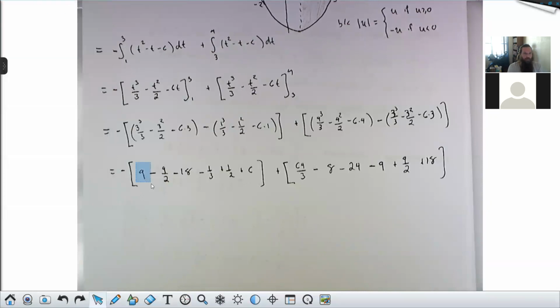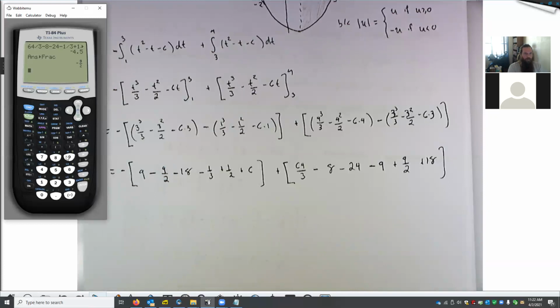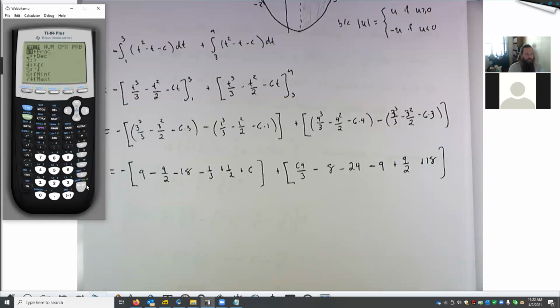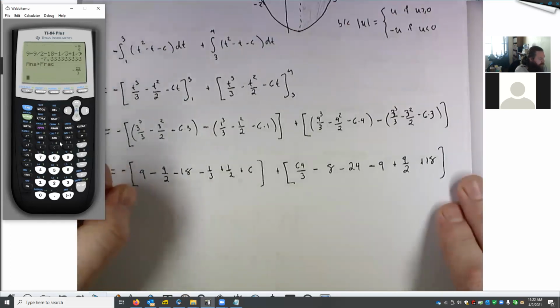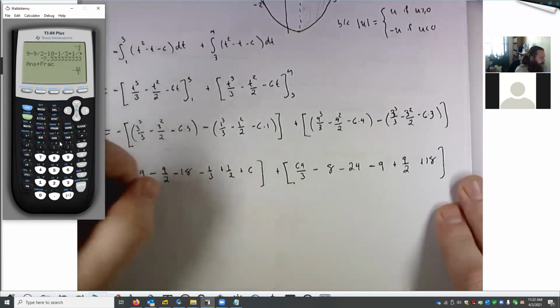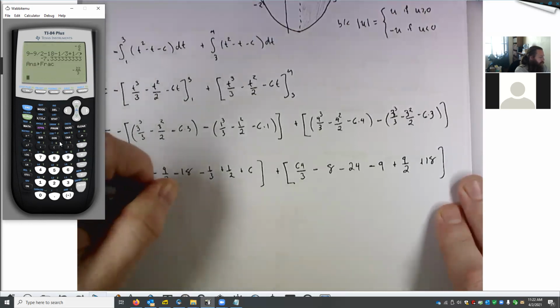So what we'll have here is 9 minus 9 halves. I'm just going to go ahead and put this in. 9 minus 9 halves minus 18 minus 1/3 plus 1/2 plus 6. And I'll write this down. We can write it as a fraction. Negative 22/3. So this piece here is negative of negative 22/3.